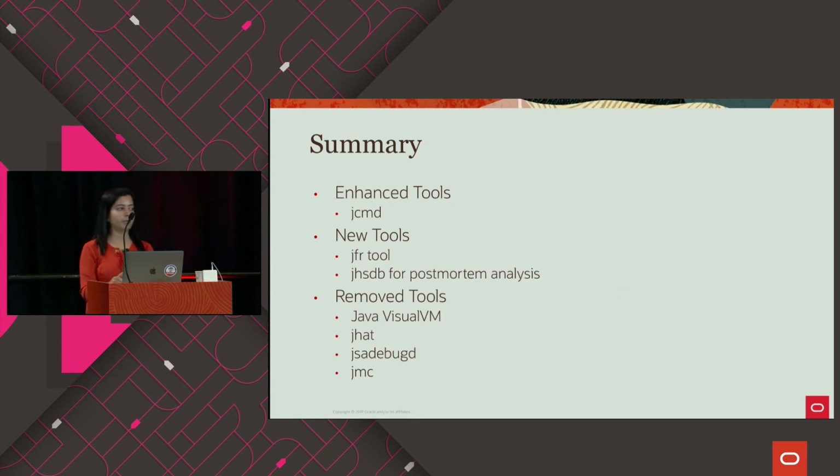To summarize what we have looked at so far, in the JDK bin we have an enhanced tool, JCommand, and we keep enhancing it. New tools were added: the command line tool JFR, and JHSDB for postmortem analysis. The JFR tool was added in JDK 12, and JDK 9 added JHSDB. And here's the list of tools that were removed: Java Visual VM, JHAT, JSA debug D for remote monitoring capabilities, and JMC.